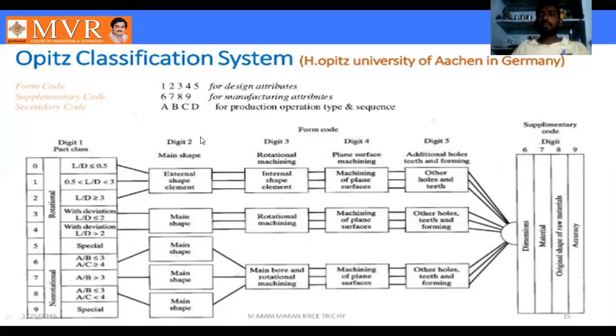So this is the basic sum. First of all, you can go for digit one. The first one is 1 to 5, the design attributes. Design attributes, it is a rotational one.